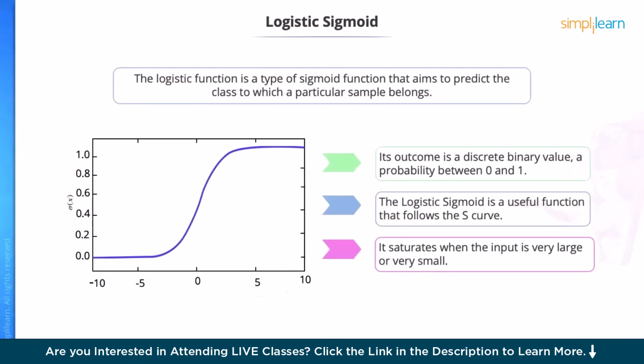Logistic sigmoid. The logistic function is a type of sigmoid function that aims to predict the class to which a particular sample belongs. Its outcome is a probability between 0 and 1. The logistic sigmoid is a useful function that follows the S curve. It saturates when the input is very large or very small.